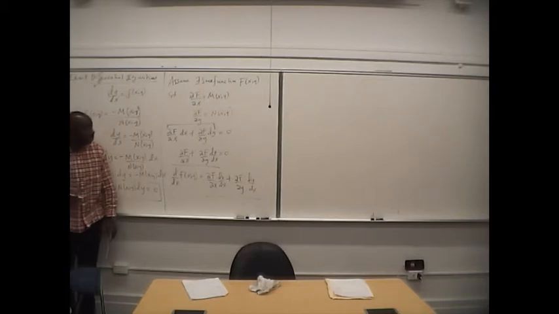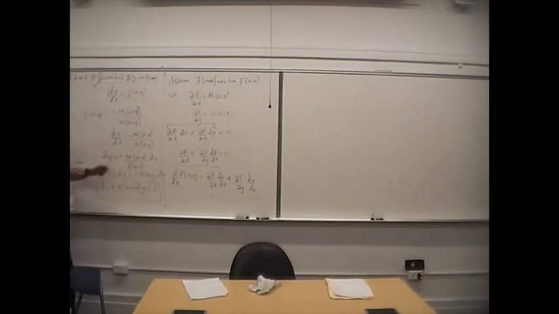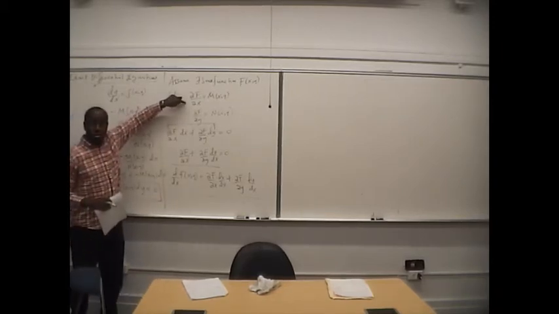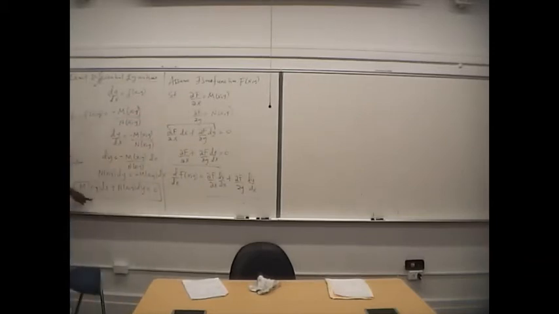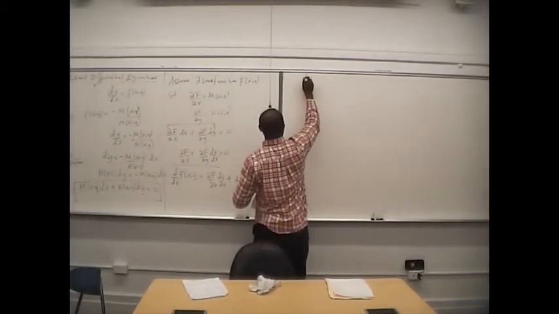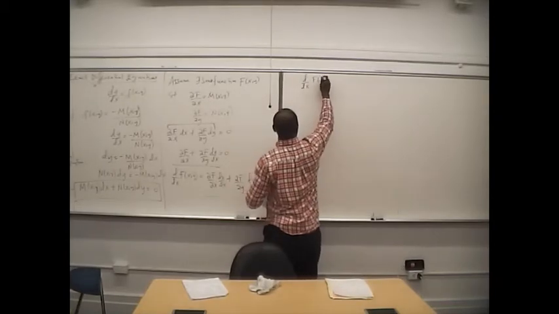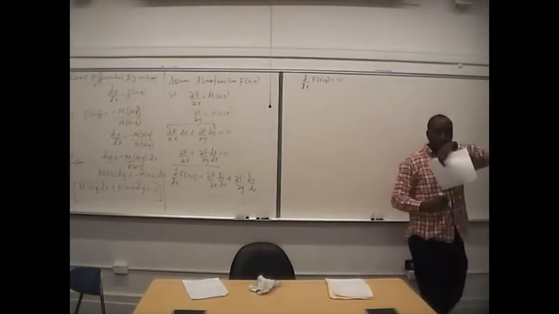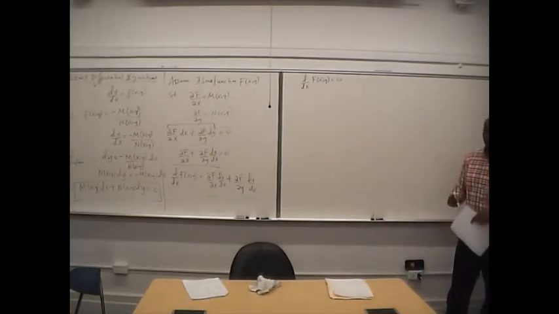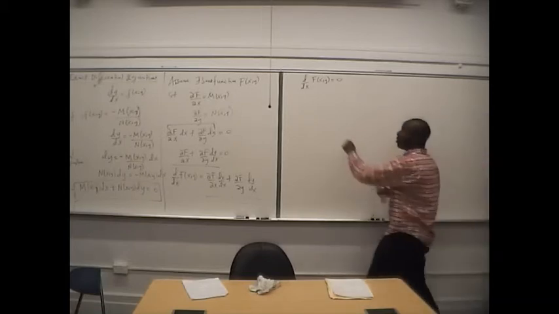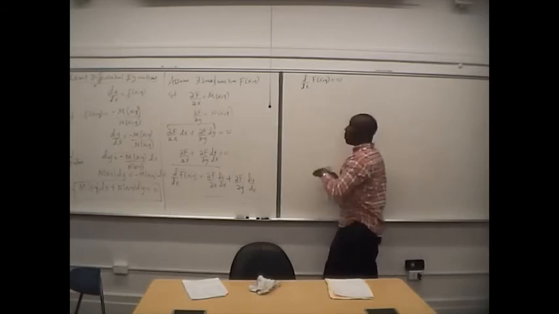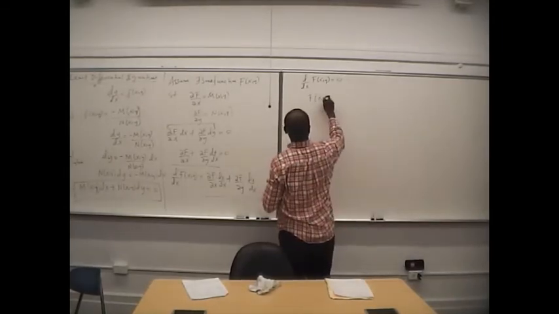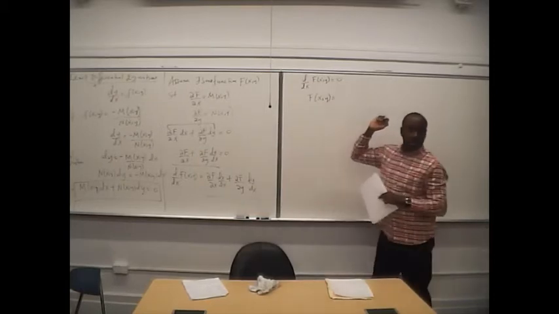What does this mean? It means that if this assumption is true, then this differential equation is the same as saying that d/dx of f(x,y) is 0. Right? Okay, now if the total derivative of f is 0, what does that say about f? It's a constant.